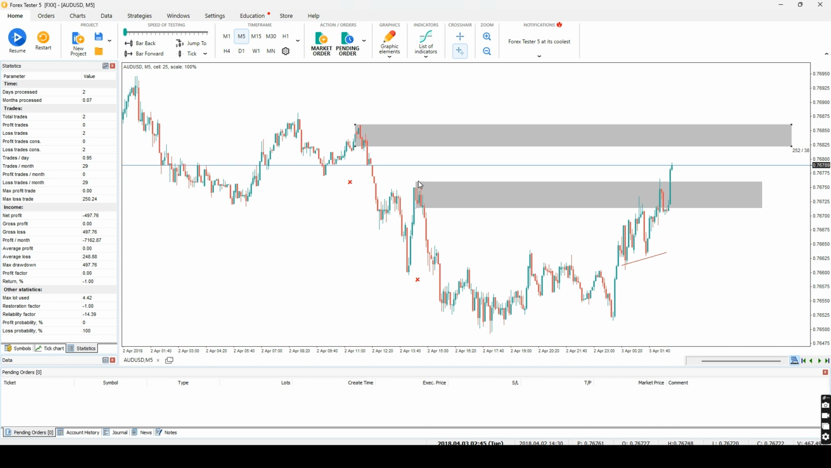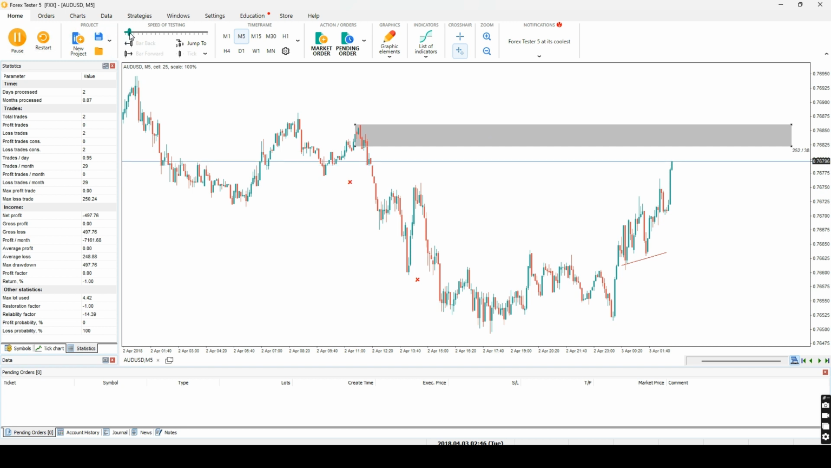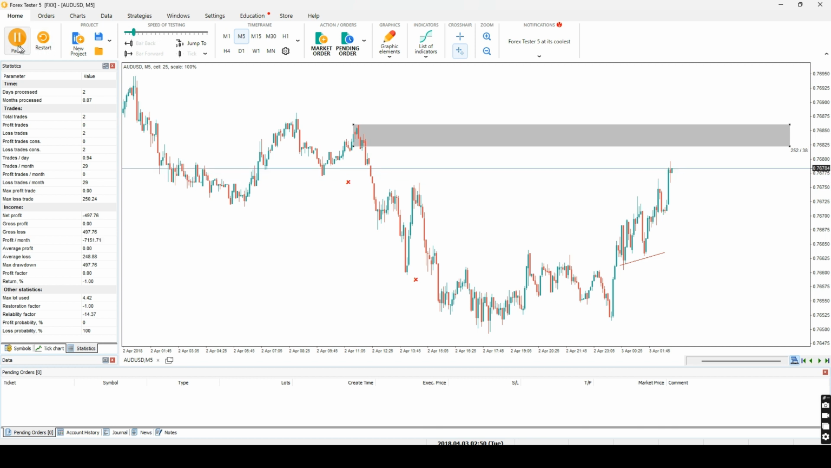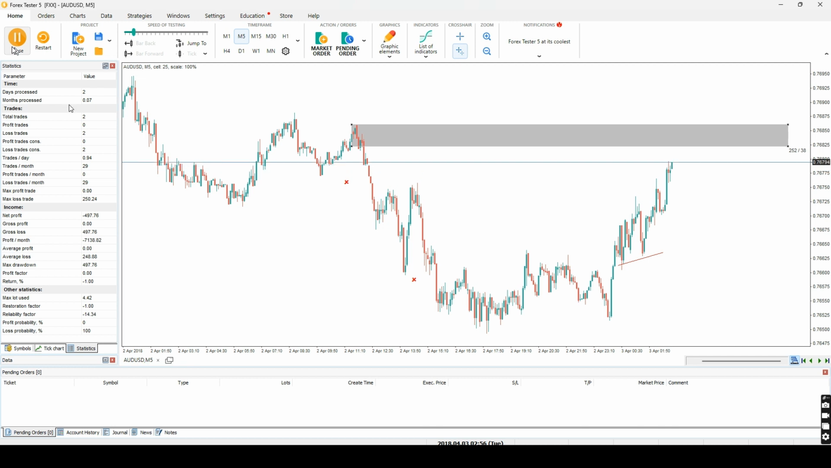So right here, we go ahead and remove this, and then we wait for the market to come to this level right there. That's our next level to trade from, and if the market comes there, we'll be able to execute that trade. Okay, so we continue to watch price closely. I'm looking at 2018 April. This is the time I'm backtesting right now, so let's watch how the market is going to react from this level right here.